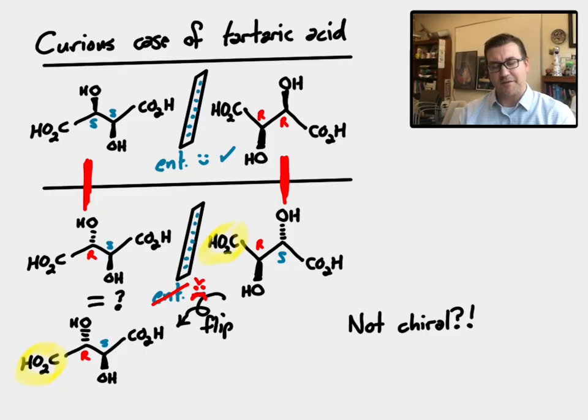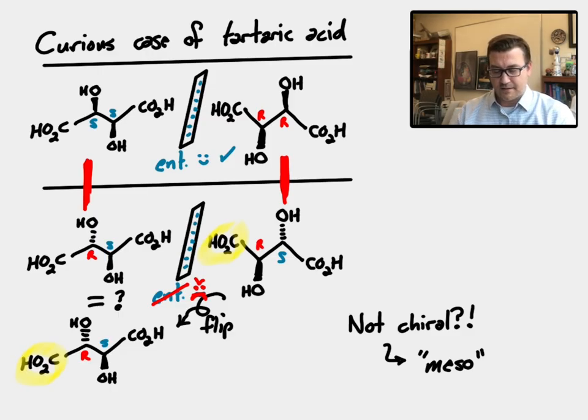So you have stereogenic centers. You can decide that these are R and S, but the whole molecule itself is not chiral. This is a unique type of molecule called meso. Again, if you have a molecule that has stereogenic centers, you can decide that they are R and S, but the entire molecule is not chiral, then you call that molecule meso.